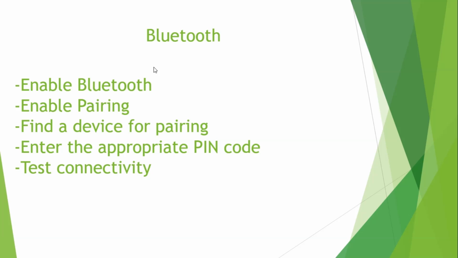It always helps to have an additional spare device, just in case, to figure out whether the device you're trying to connect to is not working, or it's your phone that's not working, or the laptop. So it always helps to have additional devices to troubleshoot. Something as simple as making sure you turn on the device before you try to connect to Bluetooth can solve a lot of problems. But just remember, as an IT professional, you should be able to connect with Bluetooth: enable Bluetooth, enable pairing, find a device for pairing, enter the appropriate PIN if necessary, and test connectivity.